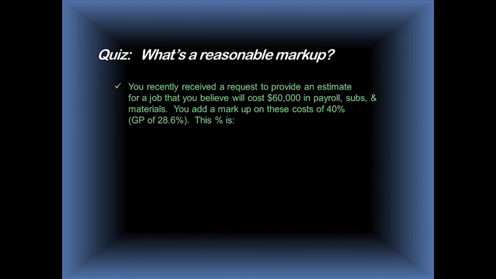In this case, let's look at a situation where you recently received a request to provide an estimate for a job that you believe will cost $60,000 in payroll, subs, and materials. You add a markup on these costs of 40%, or a gross profit of 28.6%. So, do you believe this percentage is too much, too little, just about right, or it depends?